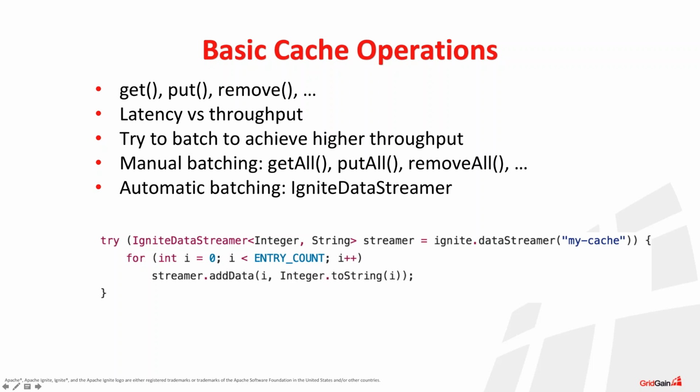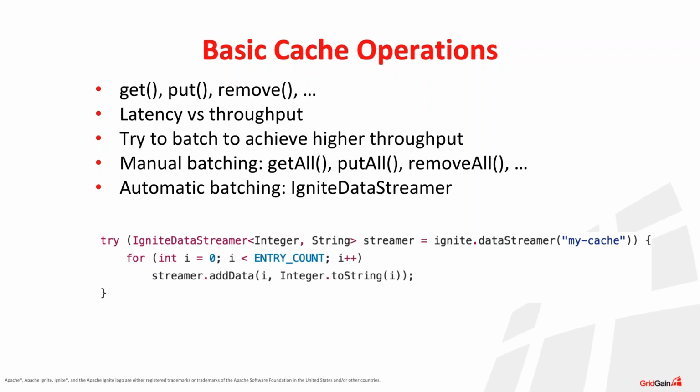In Ignite, almost every cache operation has a batched sibling. For get, we have a getAll method. For put, we have putAll, and so on. If you use these methods, you will have to create batches manually. getAll basically gets a set of keys, and putAll gets a map of the entries that you want to update, and so on.